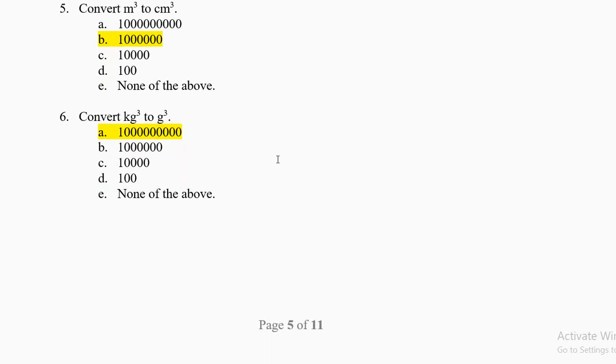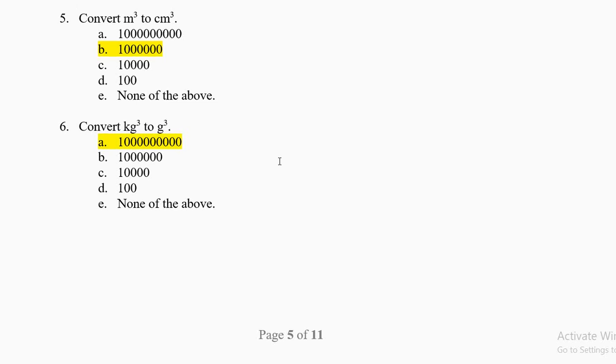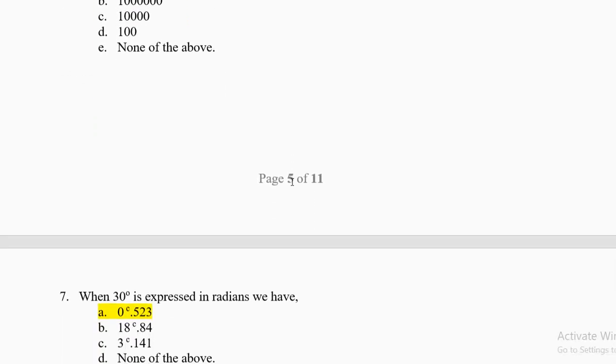Convert kilogram cube to gram cube. This is the sixth question. How much is 1 kilogram? 1000 grams. Now 1000 grams whole cube. So 1000 into 1000 three times. How much do you get? 9 zeros. 1 billion. Count the zeros in the ABCD choices. First choice is correct. Count it very carefully because the commas are not written here.